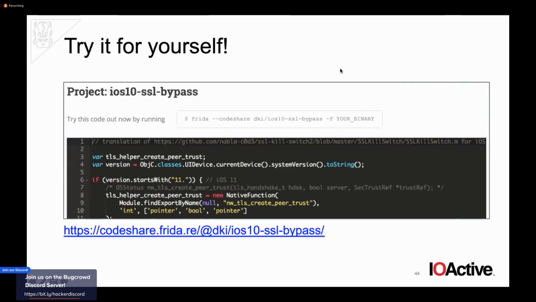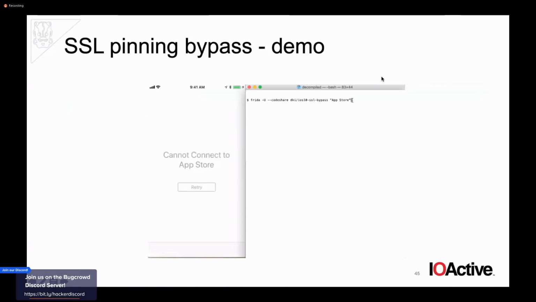Now, this is something you can try for yourself as well out on Frida Codeshare. Even though it says iOS 10 SSL bypass, it will work both on 10 and 11. I've been kind of adding code to it so that it's compatible with additional versions. And the nice thing is, not only will you, if you go to this URL, get the full source code, but you will also get a hint as to how to run it on your specific application. So there's no guesswork here.